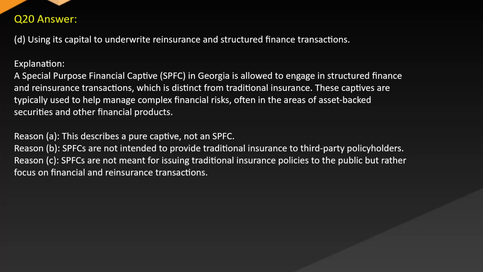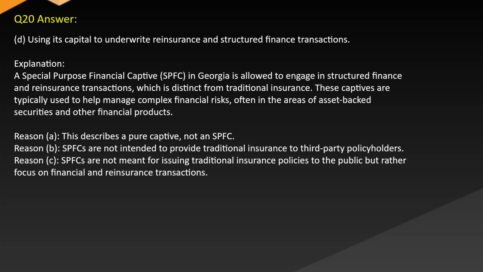Answer D. Using its capital to underwrite reinsurance and structured finance transactions. Explanation: the special purpose financial captive, SPFC, in Georgia is allowed to engage in structured finance and reinsurance transactions, which is distinct from traditional insurance. These captives are typically used to help manage complex financial risks, often in the areas of asset-backed securities and other financial products.